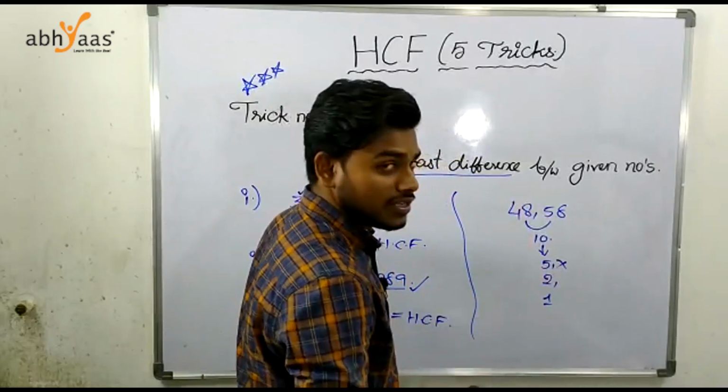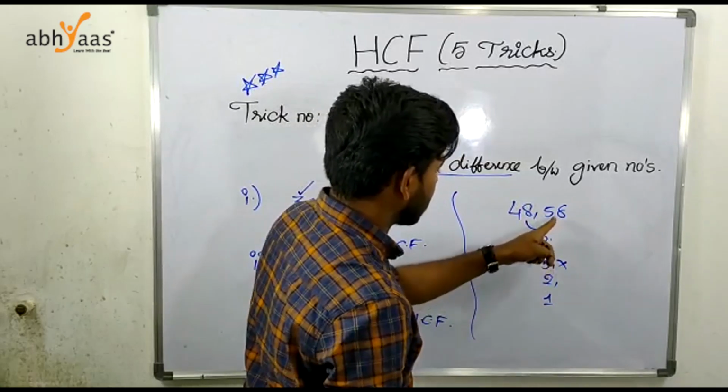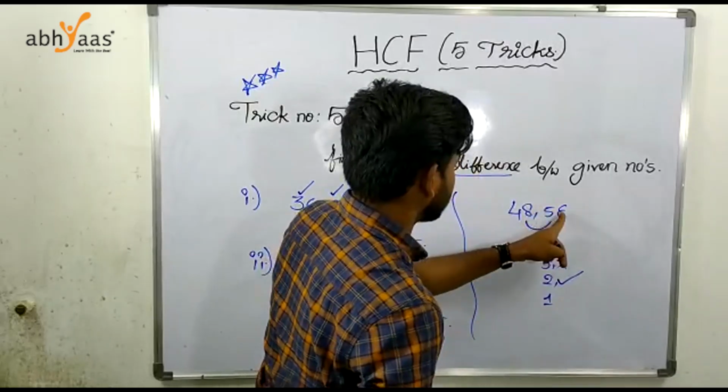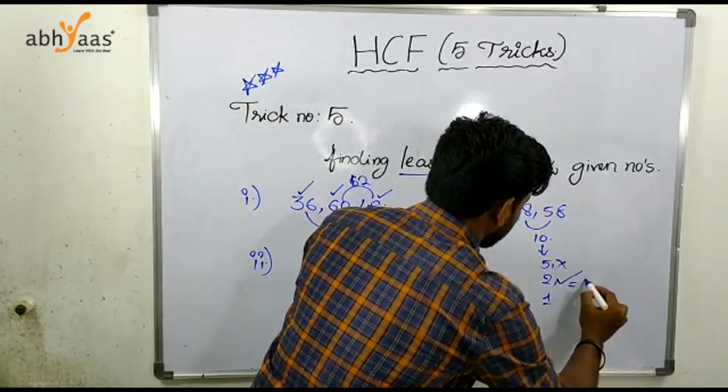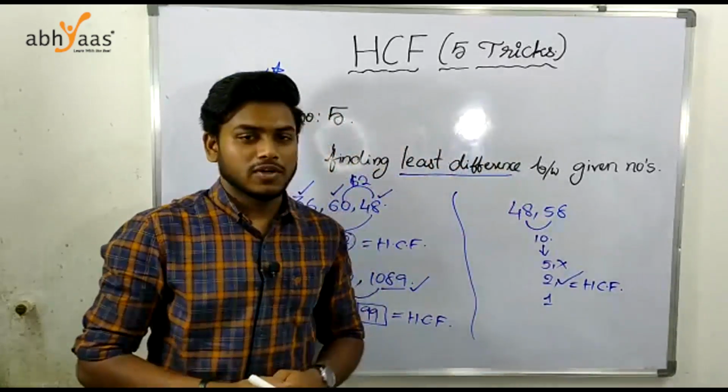Then let's go for 2. Is 2 a factor of 48? Yes, it is a factor. And is it a factor of 58? Yes, it is also a factor of 58. So the HCF of 48 and 58 is equal to 2. In this way, you can find out the HCF of any numbers.